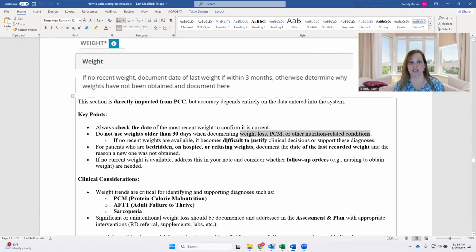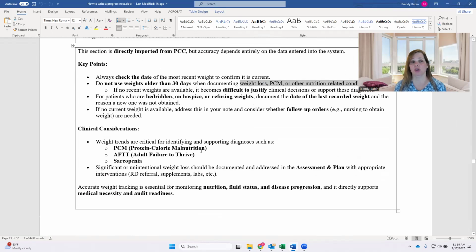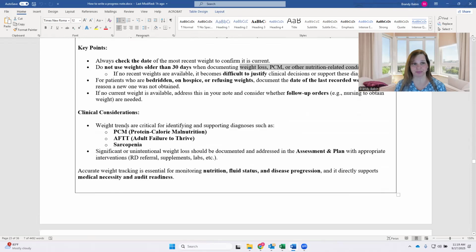If no recent weights are available, it's difficult to justify clinical decision making. If they're bedridden or hospice, or refusing weights, enter the date of the last recorded weight if you've got one within the last 3 months. If not, don't put anything in there. You need something in there to lock it. So just write patient refused, patient bedridden, patient hospice, no further weights, something like that.